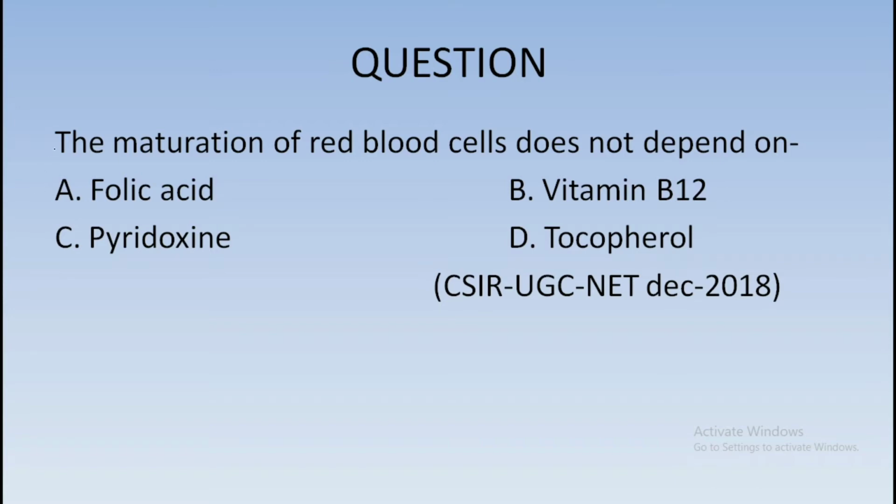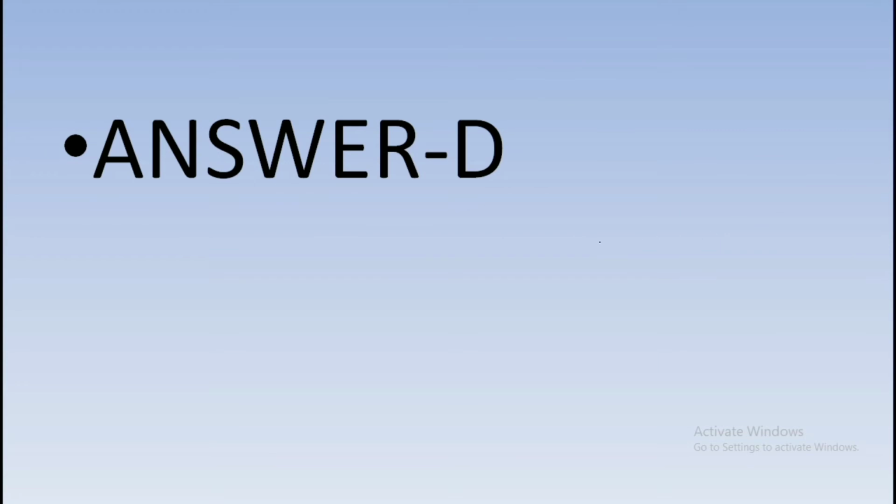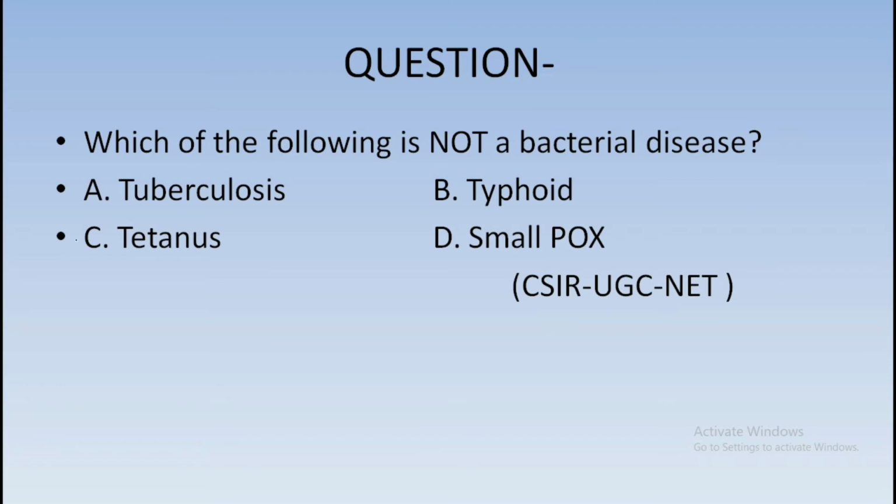So the question is asking that the maturation of the red blood cells does not depend upon. This is a very straightforward question, and if we remember that folic acid, vitamin B12 and pyridoxine all play an important role in the maturation of red blood cells, we can easily eliminate option D, that is tocopherol. Hence, D is the correct answer. This is a very straightforward fact-based question. So let us discuss one more question now.